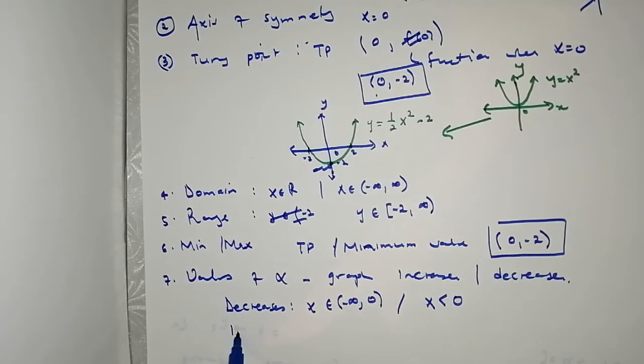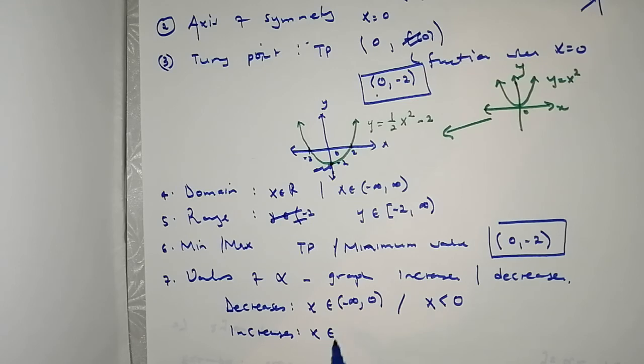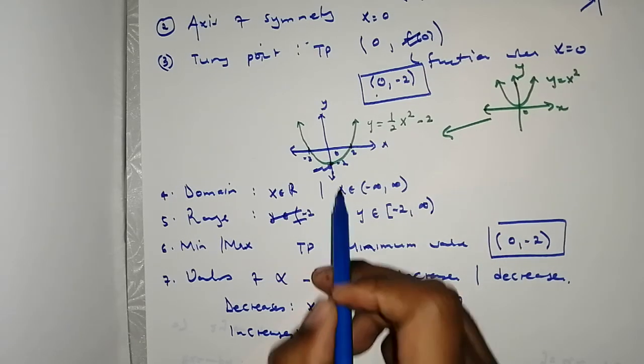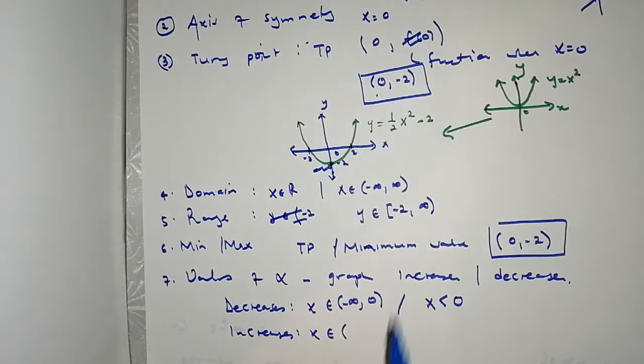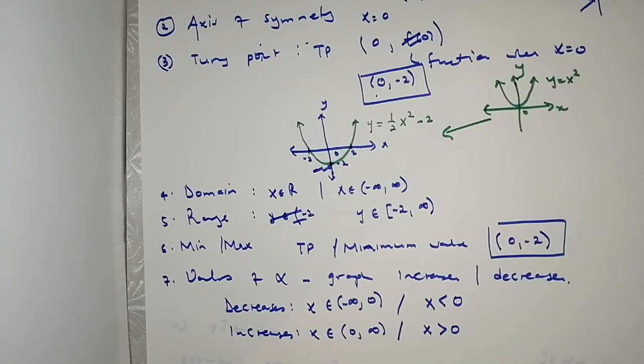And where it increases, when x is an element from here up until infinity, the graph increases. So from 0 to positive infinity, the graph increases, or when x is greater than 0, that's where the graph increases.